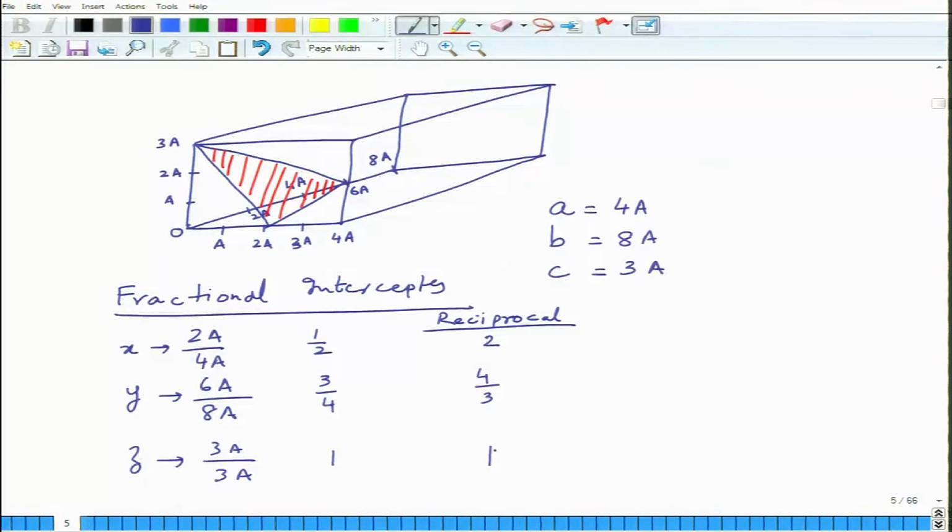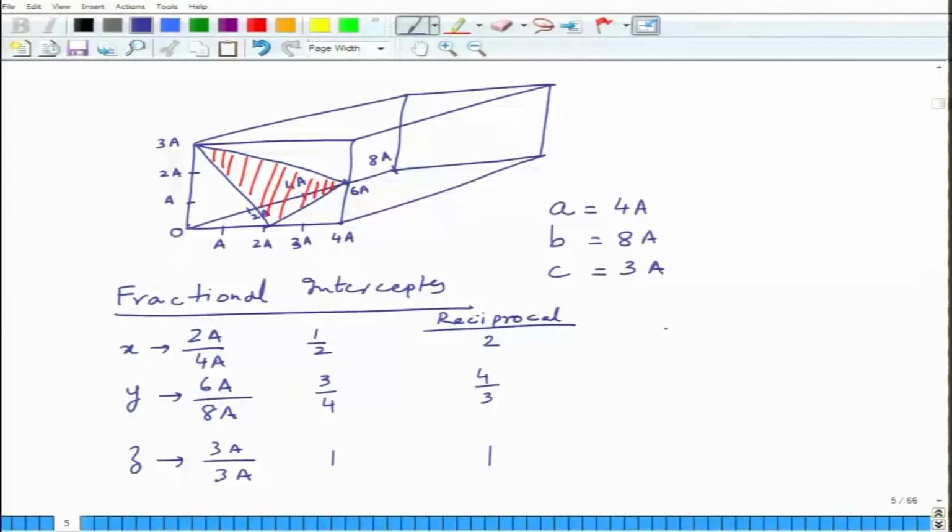But h, k, l has got to be integer. So you need to convert this into the smallest set of integers. If you convert this into the smallest set of integers, what do you get? You get 6, 4 and 3. So this plane is 6, 4, 3. That is how you determine the Miller indices of a given plane.